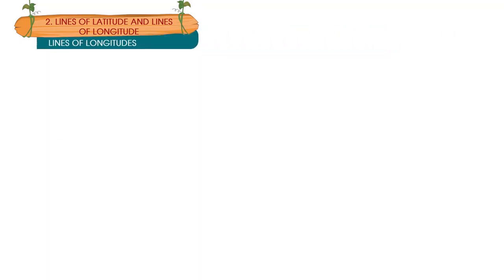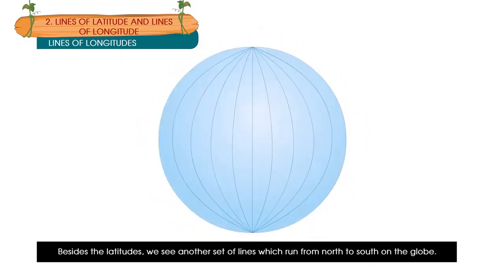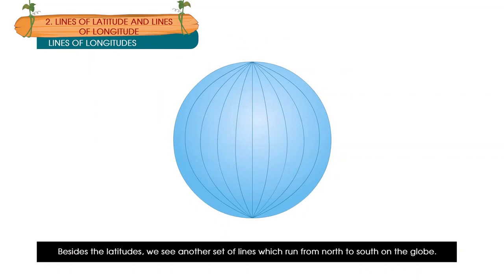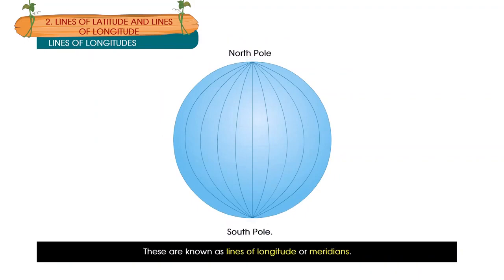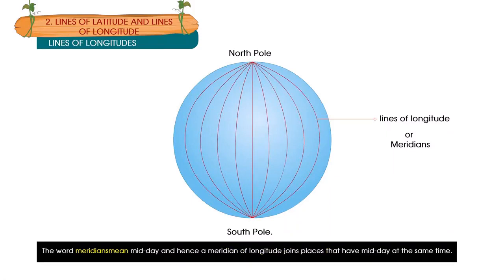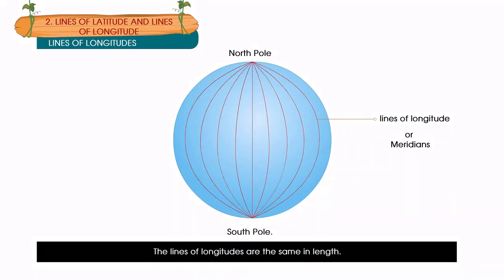Lines of longitude. Besides the latitudes, we see another set of lines which run from north to south on the globe. These are called lines of longitude or meridians. The word meridian means midday, and hence a meridian of longitude joins places that have midday at the same time. The lines of longitude are the same in length.